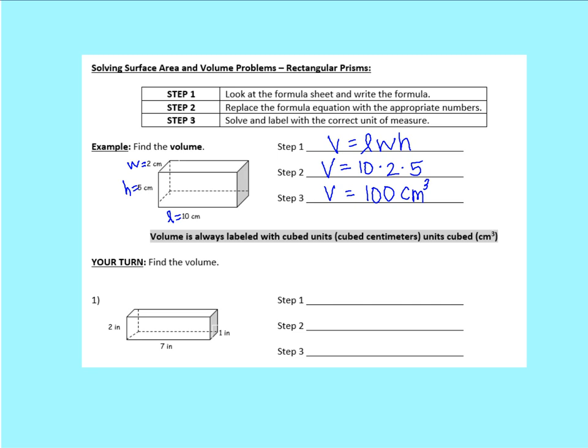Go ahead and try the your turn problem, find the volume. So the first thing I want you to do is label each of the sides, the width, length, and the height, and then go ahead and fill in your formula and solve for the volume. Here's the work. Once you've tried it, you can check yours here. We have volume equals length times width times height. Our length is 7, our width is 1, and our height is 2. Multiply those all together and you get 14 inches cubed for this example.